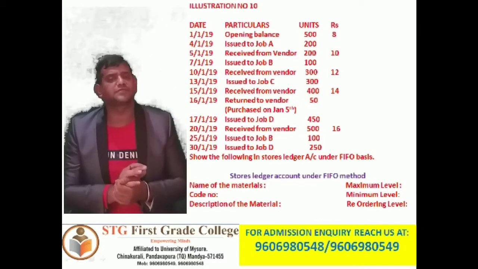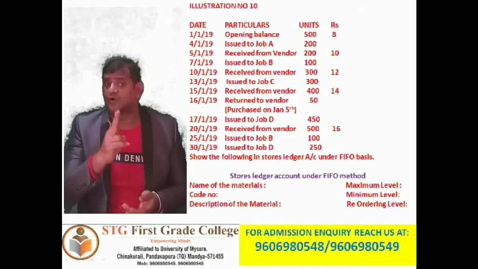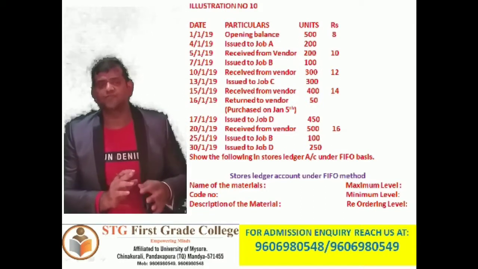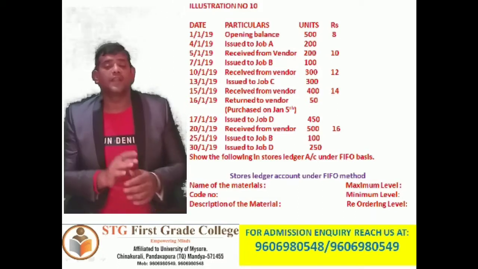On 5/1/2019, received from vendor 200 units at rupees 10 per unit. On 7/1/2019, issued to job B 100 units.